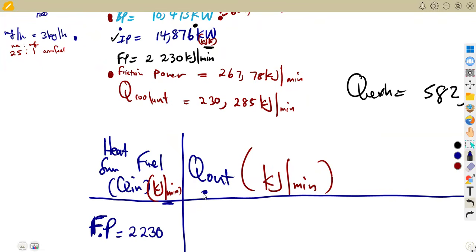Then Q out. Remember, we said we are going to need the brake power and the friction power together, which give us the indicated power. So here we are talking about what? The friction power.